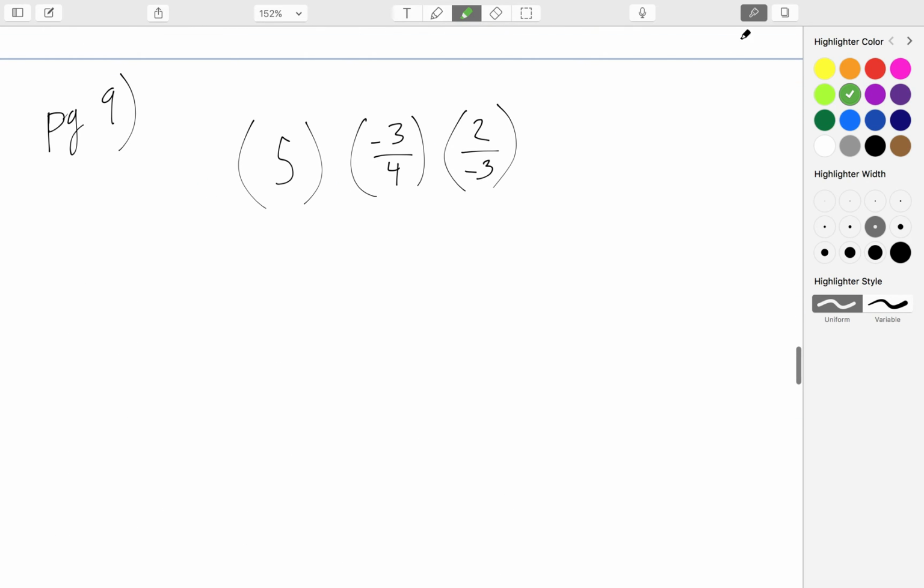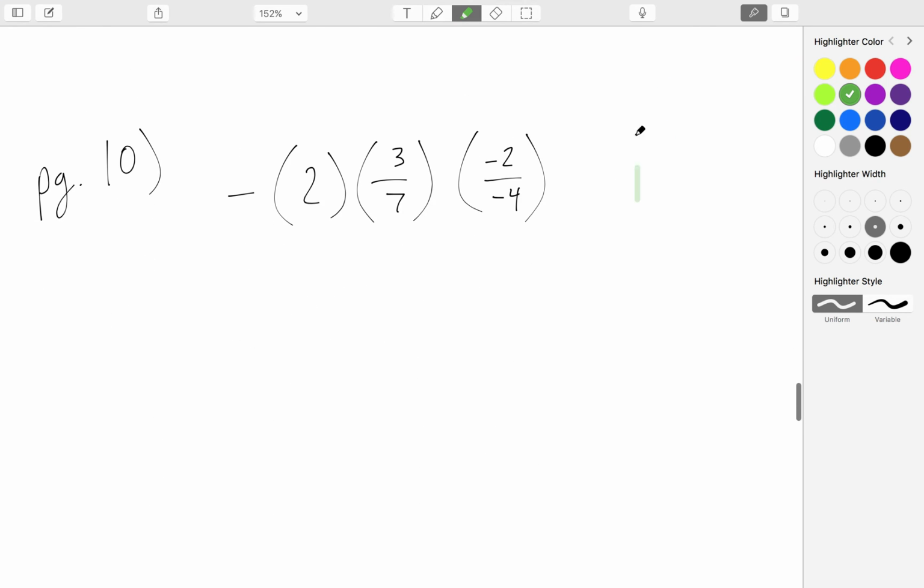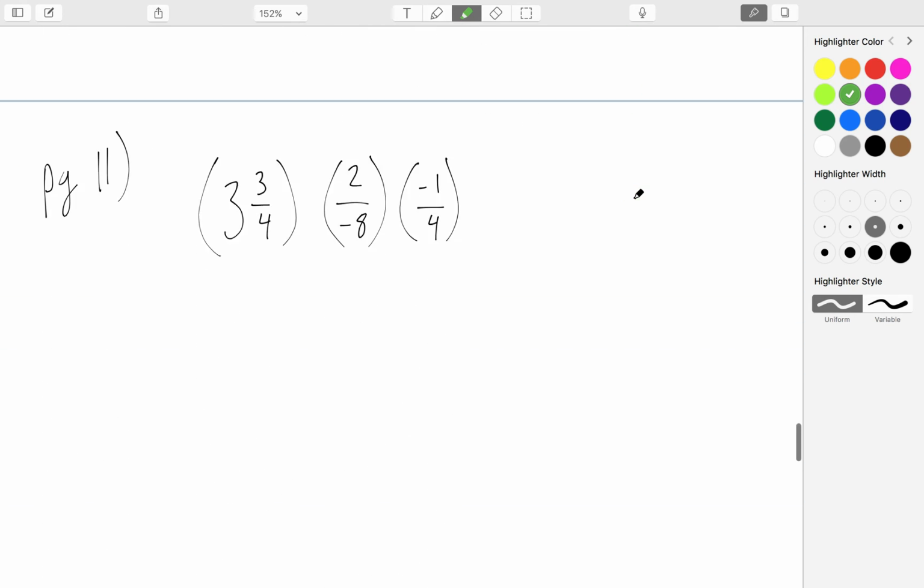Okay, go to page 9. Page 9, more practice of the same thing. I want you to work on that. Page 10, more practice. I want you to work on that.